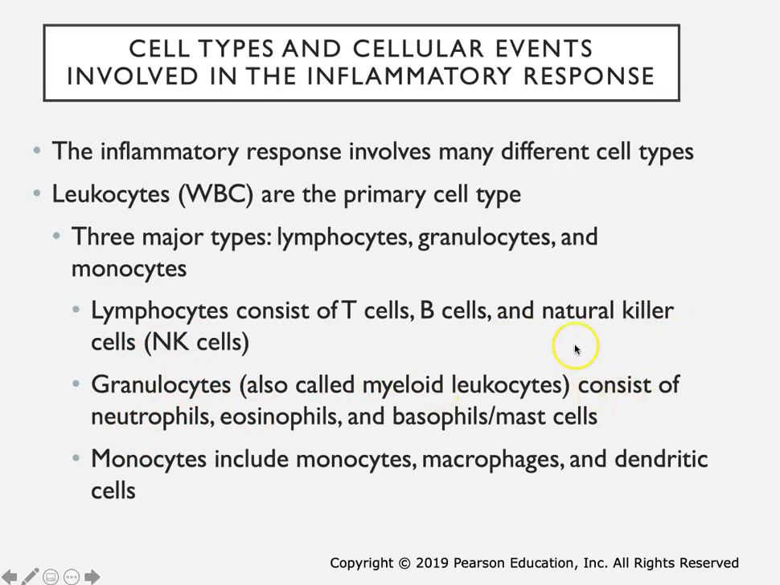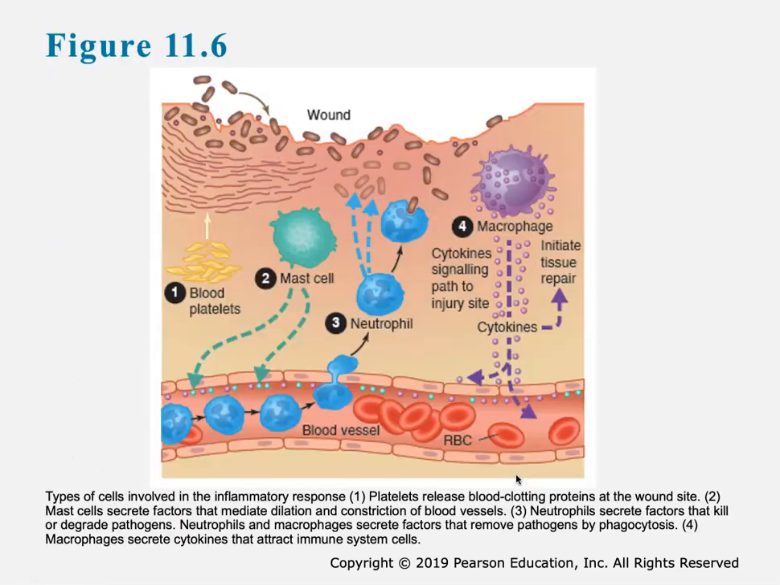Examples of granulocytes are neutrophils, eosinophils, basophils, and mast cells. Those are types of granulocytes. Obviously, monocytes include monocytes, macrophages, and dendritic cells. Remember, these macrophages are phagocytic cells, right? They can actually engulf a bacteria and destroy it, okay?